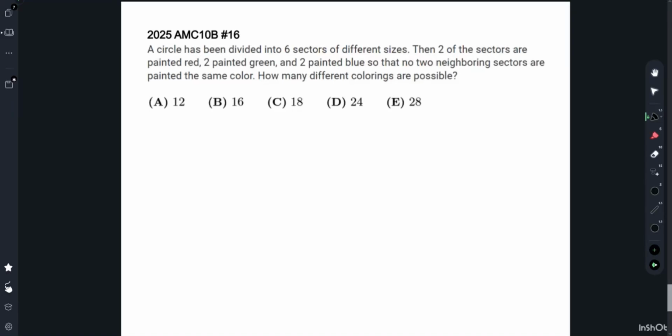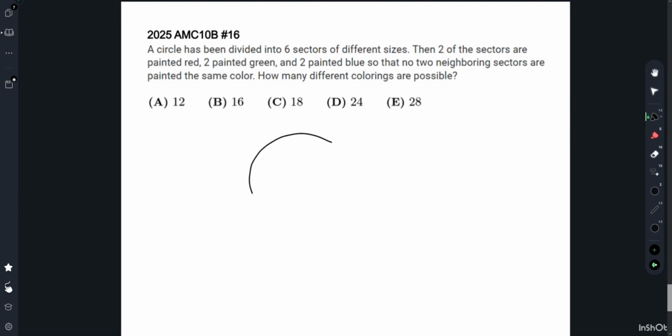Hello guys, today I'll be going over the 2025 AMC10B Problem 16. A circle has been divided into 6 sectors of different sizes. Then 2 of the sectors are painted red, 2 painted green, and 2 painted blue, so that no 2 neighboring sectors are painted the same color. How many different colorings are possible?